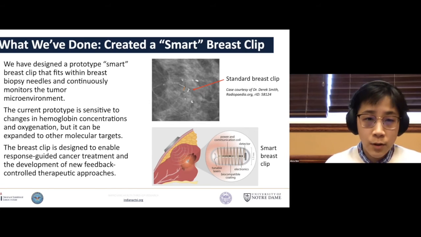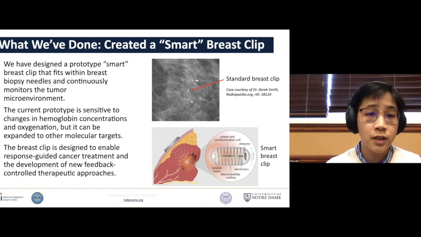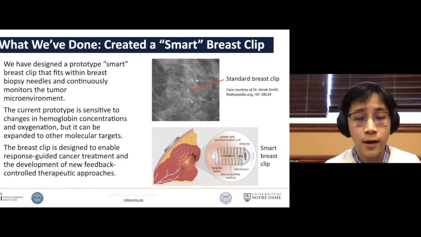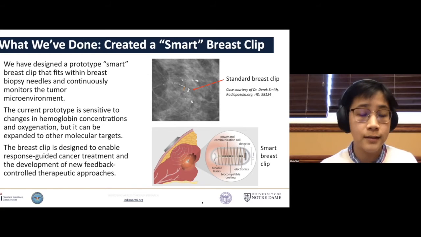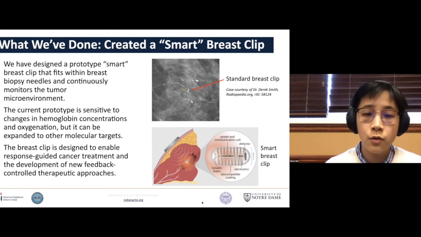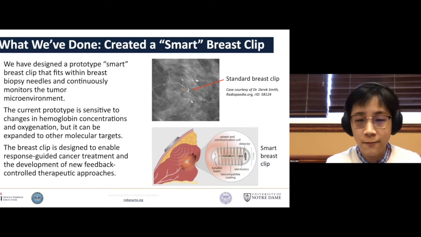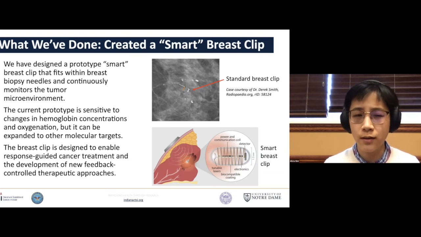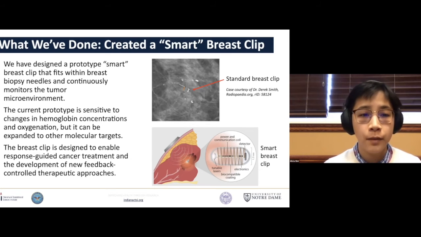So the current prototype is sensitive to changes in hemoglobin concentrations and oxygenation, but it can also be expanded to other molecular targets like lipid or water. Within the breast tissue, normally it's a very fatty tissue, right? But as a tumor grows, the tumor pushes away the usual lipids. So that's where the tumor environment changes.